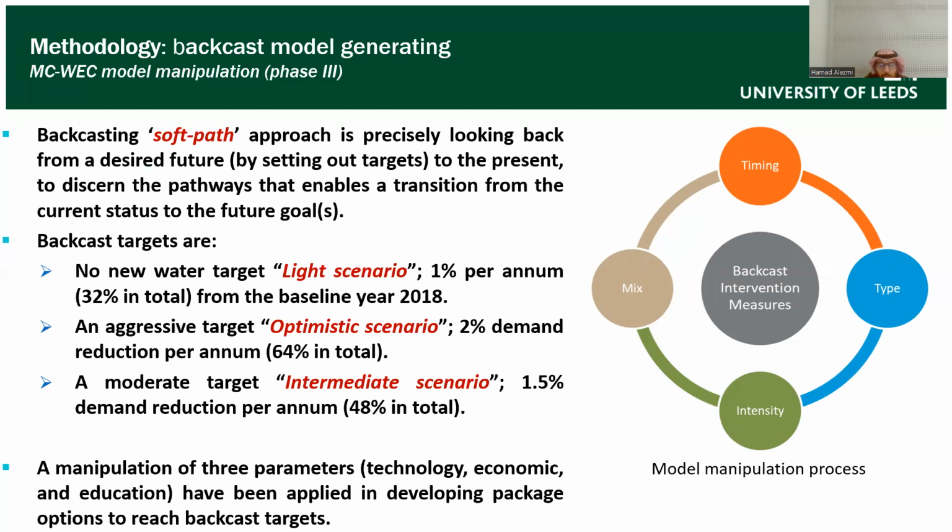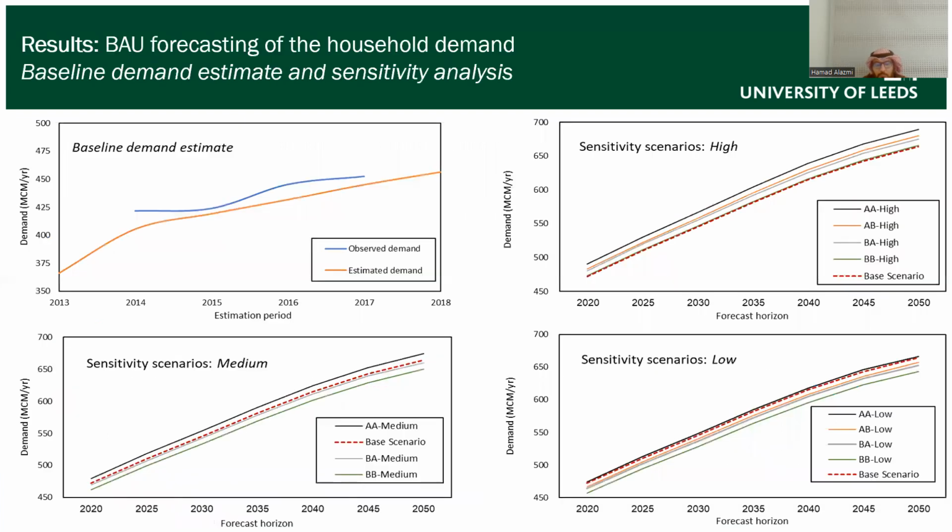This is equivalent to a reduction of 1% per annum. The second is an aggressive target, which is a reduction of 2% annually. And the last target is a reduction of 1.5% annually. After defining the targets and manipulating conservation intervention measures that include technology, education, and economic measures, the backcast scenarios have been developed.